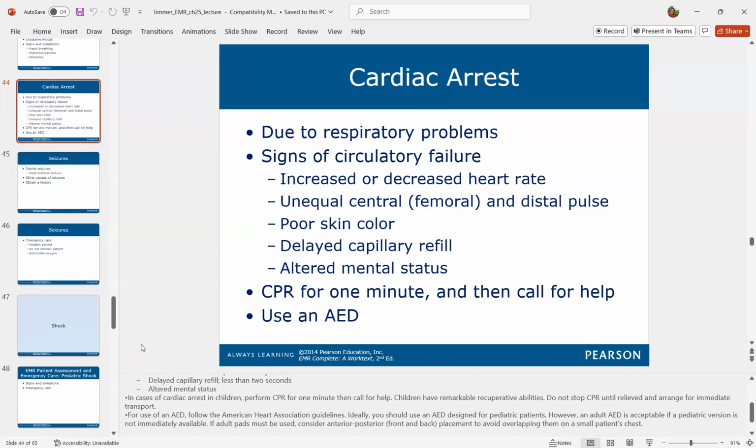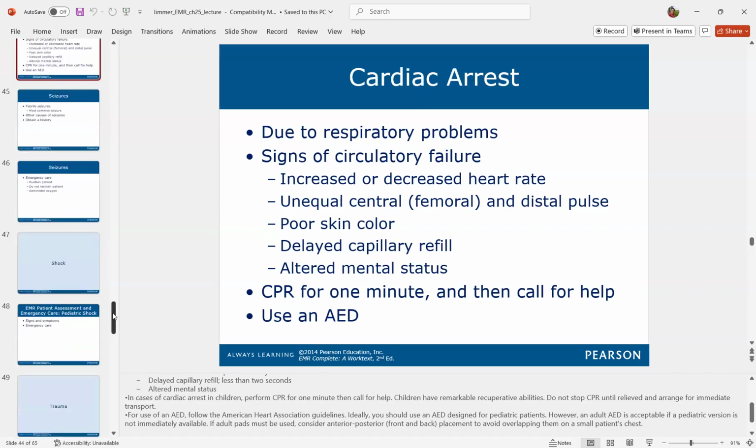For use of an AED, we want to follow AHA, or American Heart Association, guidelines. Ideally, we would use an AED designed for pediatric patients, but we can use an adult AED if a pediatric version is not available. We'd have to put the pads posterior and anterior. So instead of putting the pads on the right shoulder and right abdominal area, we would put one on the front and one on the back so they don't overlap. But we can use an adult AED on a kid.